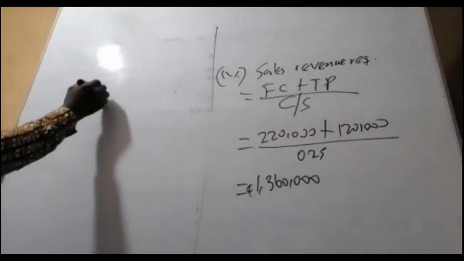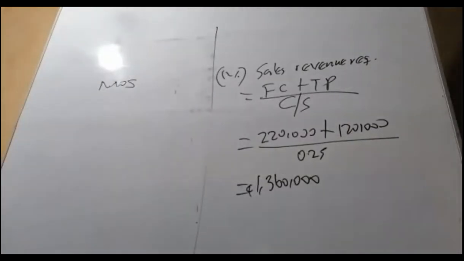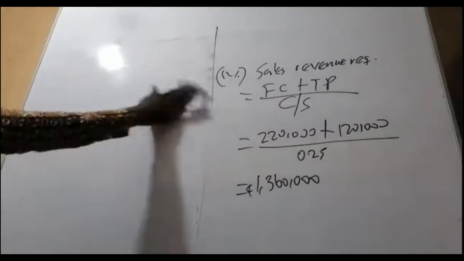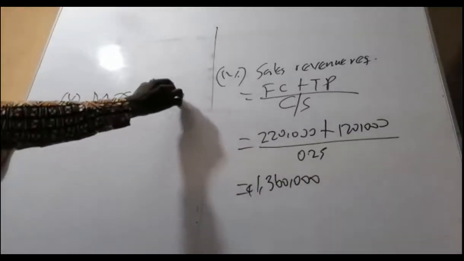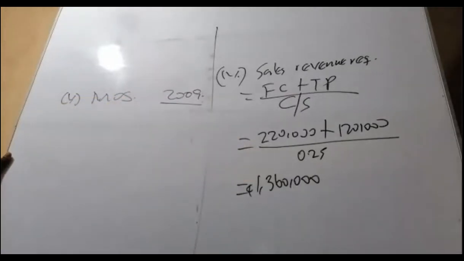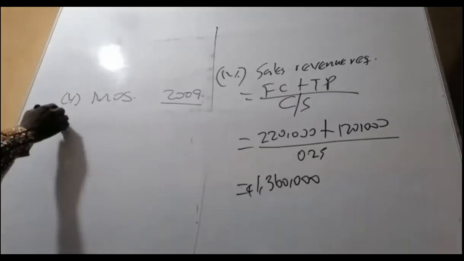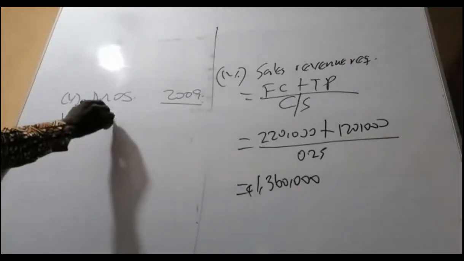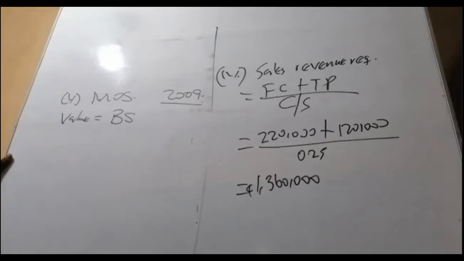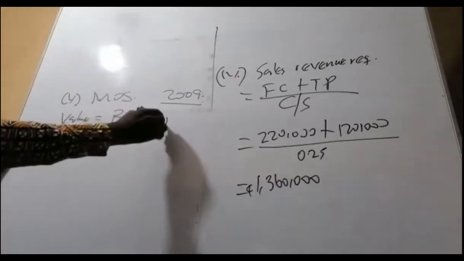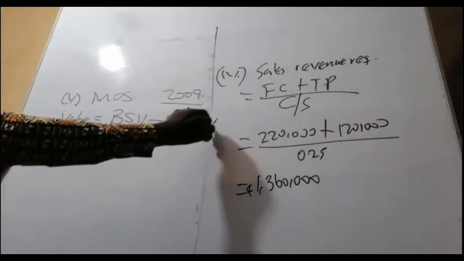Okay, so 2009, margin of safety. The examiner made it silent whether it's value, percentage, or unit. In a question like this, what can you get? So, the margin of safety for 2009. First, I have to get the margin of safety in terms of value, which is equal to budgeted sales revenue, or sales value, less the break-even sales value.